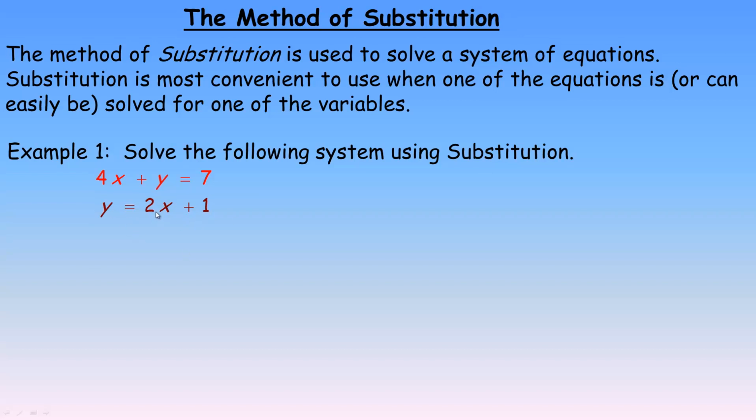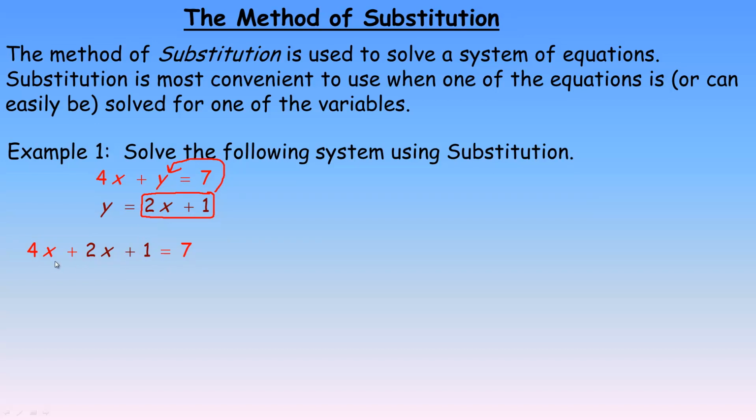Okay, so this is the way the substitution works: once you've got an equation rearranged for one of the variables, so this second equation is what y equals, we're going to substitute that in place of y in the other equation. So I'm going to rewrite this first equation. Here's the 4x plus, that's that plus there, and instead of writing y, I'm going to write 2x plus 1 because we're putting that in place of y. There's what y equals in the first equation, and then equals 7.